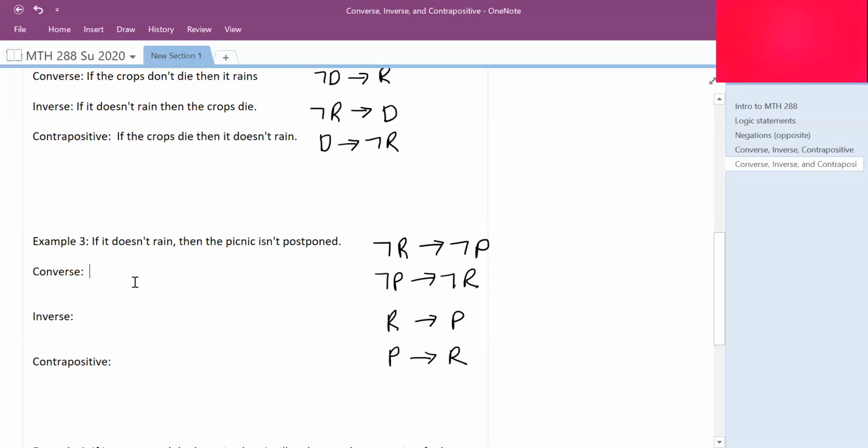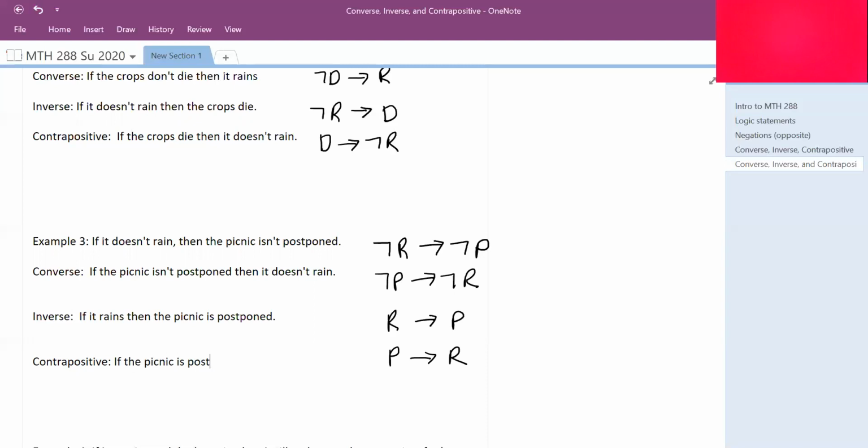So the converse would be if the picnic isn't postponed, then it doesn't rain. The inverse would be if it rains, then the picnic is postponed. And those two are the same as each other, but not the same as the original statement. The contrapositive, if the picnic is postponed, it rains. That statement is equivalent to the original statement.